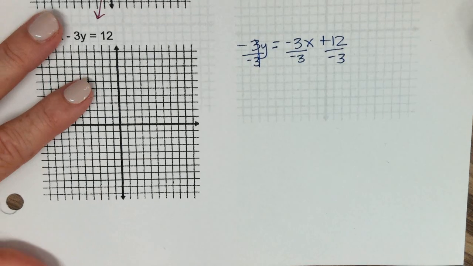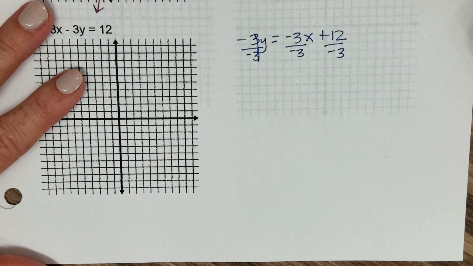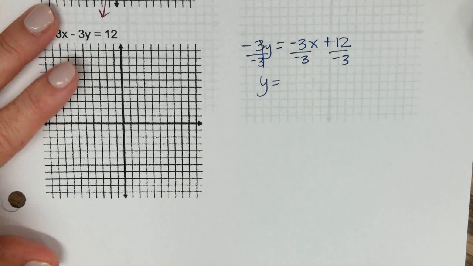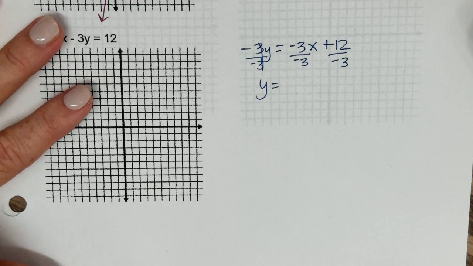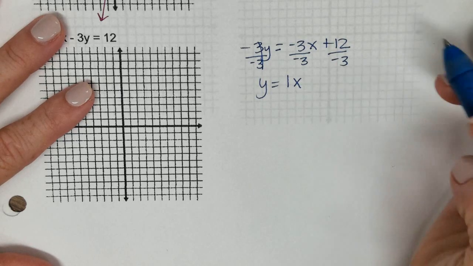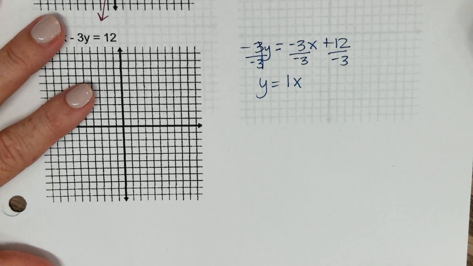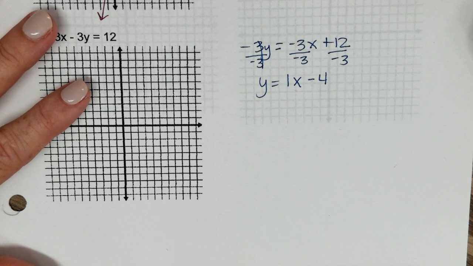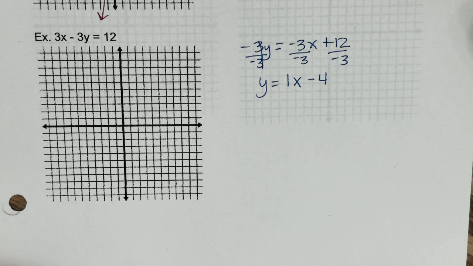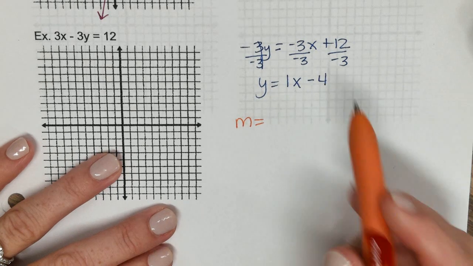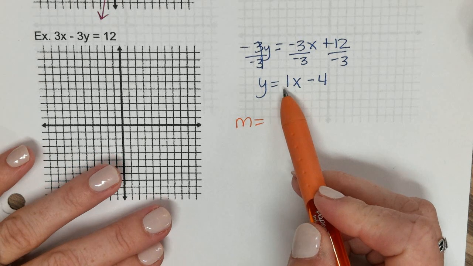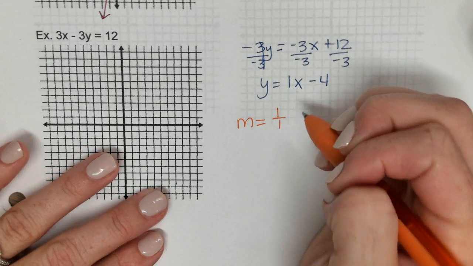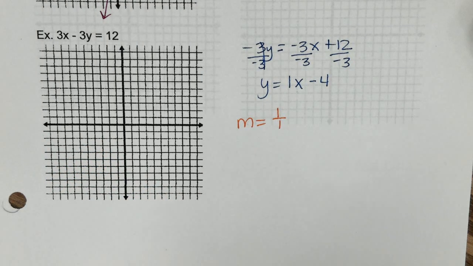And now I have to simplify. So I have y equals, what is negative 3 divided by negative 3? Positive 1, x. What is positive 12 divided by negative 3? So minus 4. So I need a slope. What is the slope here? 1 over 1. Absolutely, but I need the number, so that's why I put it there.